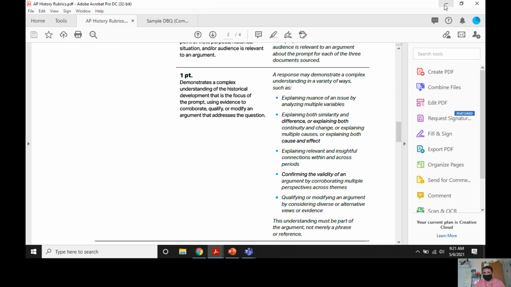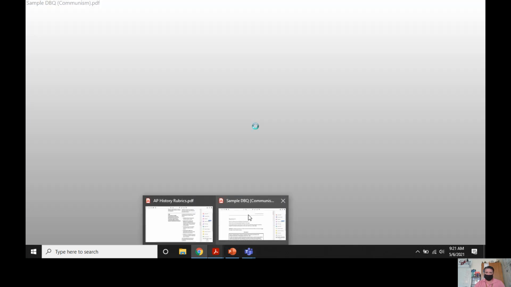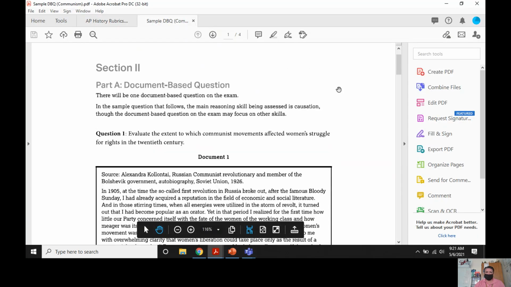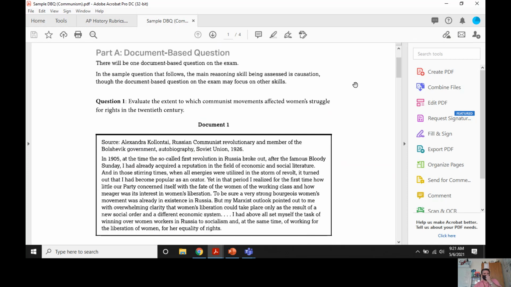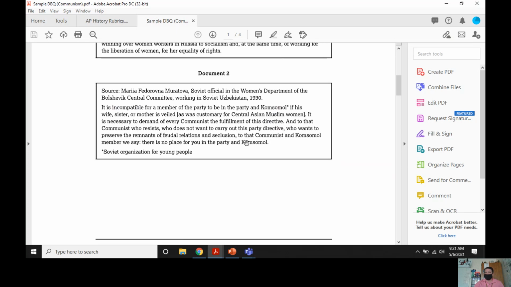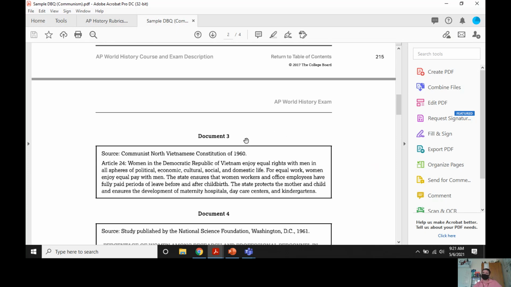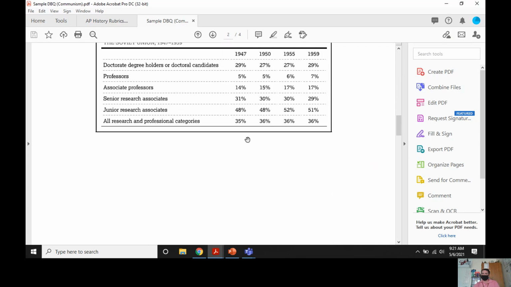So to apply this, let's look at a DBQ that we've done before. If you want to follow along with me, let's go to this one, sample DBQ communism. And it looks something like this. This is the last DBQ essay that we wrote. Okay, evaluate the extent to which communist movements affected women's struggle for rights in the 20th century. You've got your 7 documents. We're not going to read over each one because that would be way too time consuming. But a little bit later on, if you're still confused, go back over this, read over the documents, then go to the resource I'm about to show you, this PowerPoint where I break it apart. I think it'll make a little bit more sense.